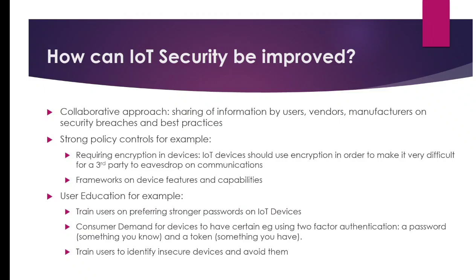And now, how can IoT security be improved? Collaborative approach: sharing of information by users, vendors and manufacturers on security breaches and best practices. Strong quality controls, for example, requiring encryption in devices. IoT devices should use encryption in order to make it very difficult for a third party to eavesdrop on communications. Frameworks on device features and capabilities.